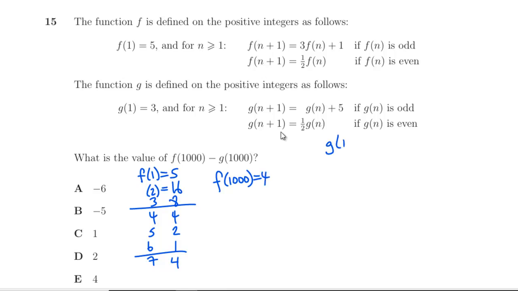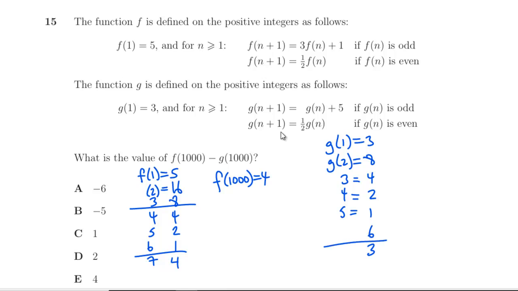So for G, we've got G1 is 3, so G2 is going to be 8. Then we're going to go G3, 4, 2, 1. Okay. So what happens with 1? We're going to get 6. Then we're going to get 3. Oh my word, we're back to the start. We are back to the start.